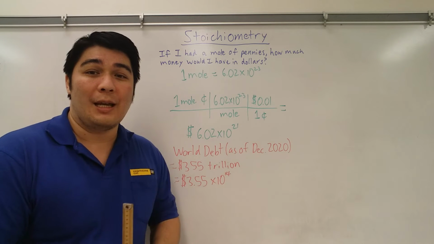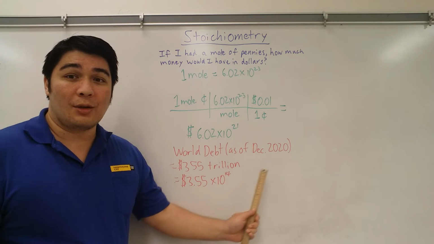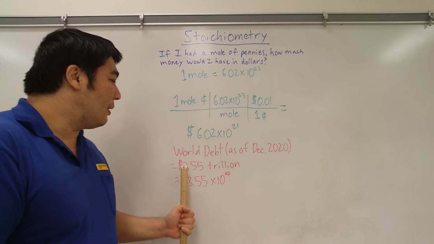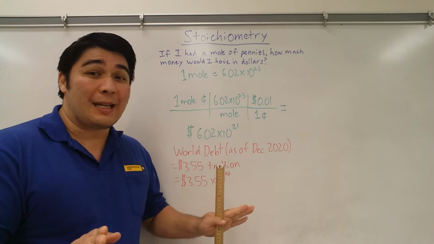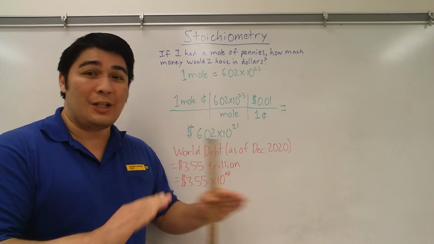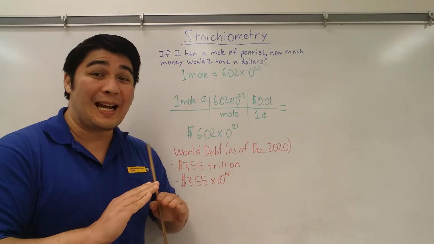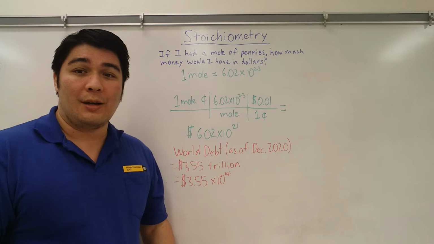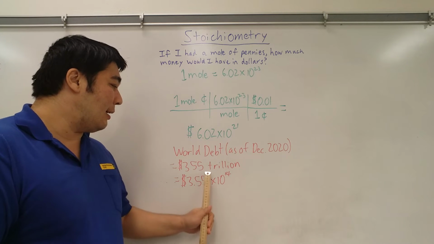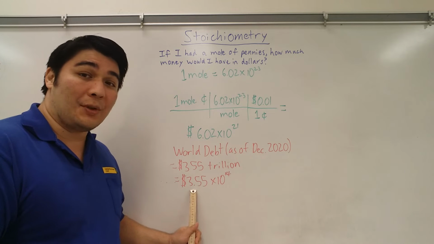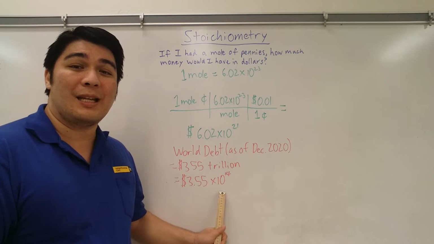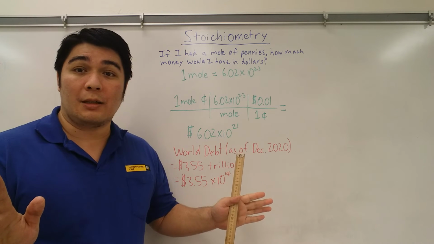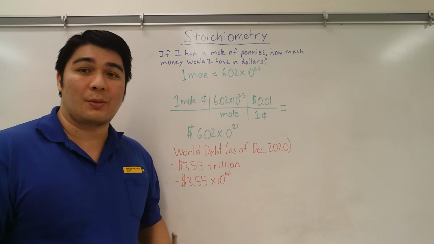money is. Okay, so as of December 2020, so for those of you in the future, welcome to the video, the world debt, that means all the money that every country owes to each other and to themselves in the entire world, is $355 trillion. Trillion with a T. In scientific notation, that is 3.55 times 10 to the 14th dollars.